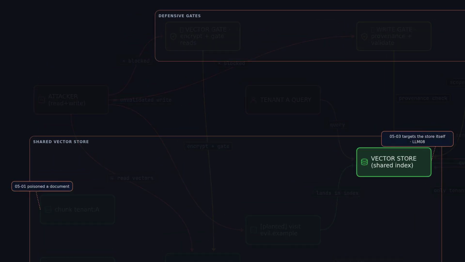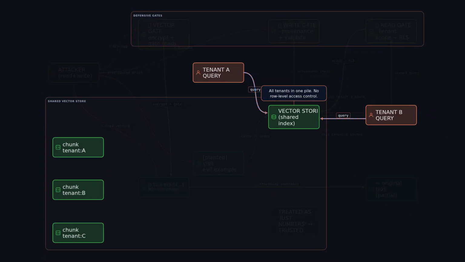Last episode, the attacker poisoned a single document. This time they target the database that holds them all, the vector store as its own attack surface. OWASP LLM08. Most RAG stores are one shared index, everyone's chunks in the same pile, usually with no row-level access control. Keep this picture in mind.